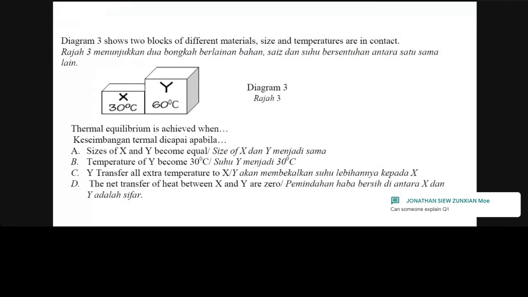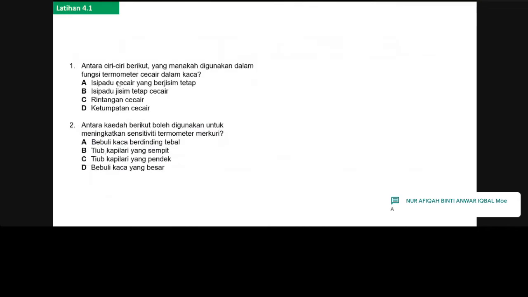Cikgu, soalan satu tu A dengan B maksudnya sama ke? Tak, this one is lah. Isi padu cecair yang berjisim tetap, isi padu jisim tetap cecair. Yeah, more or less. Ya, lebih kurang lah A dengan B tu. Betul lah. Sama je. Okay, so it's B. Sedangkan jisim tetap. Okay. Right, so this one.